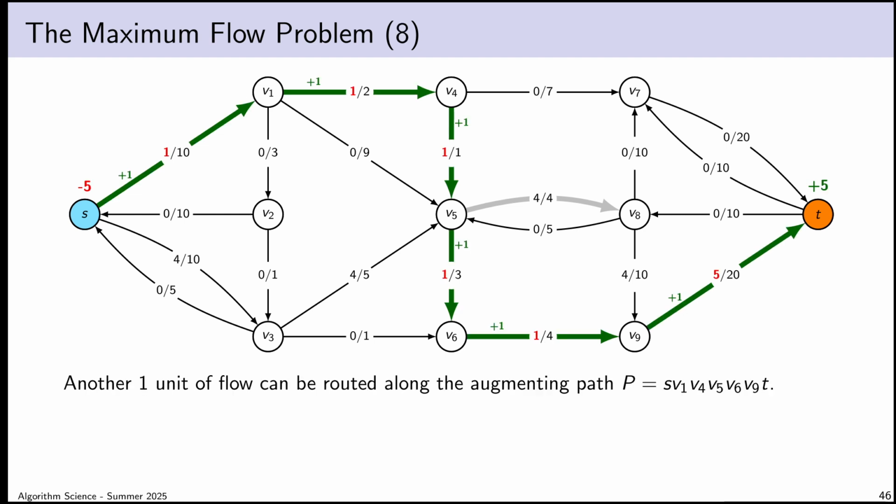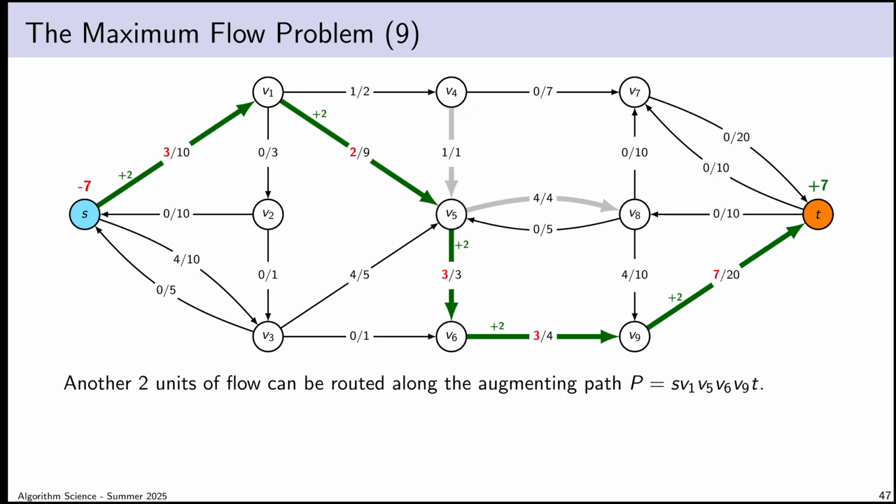So sure enough, the slides are trying some fancy business. Another unit of flow can be routed along the path from S all the way up to T here, and I just go via this sort of zigzag path. Notice that when I do that, this edge becomes saturated. If I look at all of the edges on this path, the one with the lowest available capacity is this one, and it becomes saturated. And now T is receiving 5 units of flow.